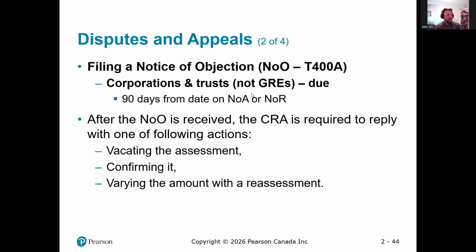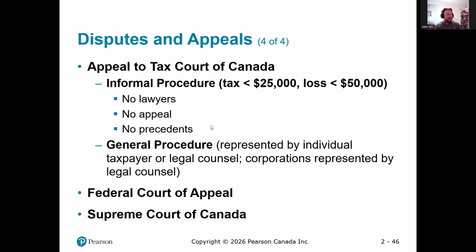So we filed our notice of objection, and the CRA says, no, we're confirming it. We are sticking with our reassessment. Well, now we can upgrade what we want to do. We can appeal to the Tax Court of Canada. This is a specific court for tax disputes. So there is an informal procedure. This is usually for small amounts, when tax is less than $25,000 or if the loss is less than $50,000. So if what's being paid out is less than $25,000, you can go for the informal procedure.